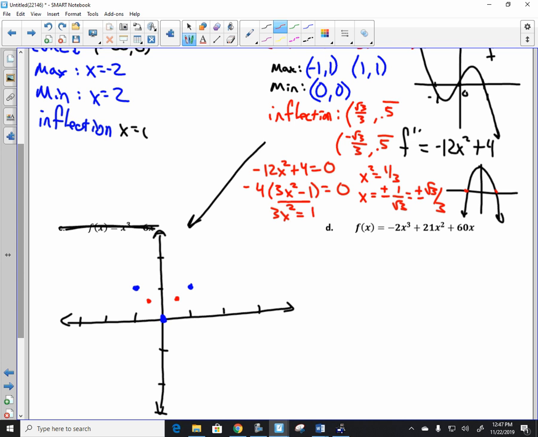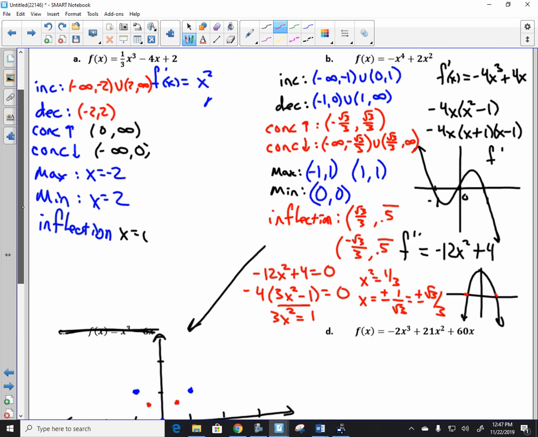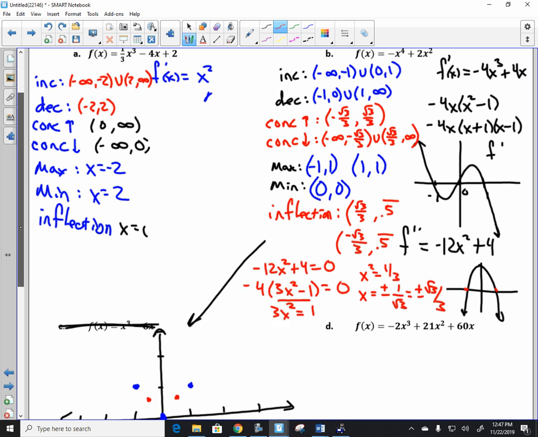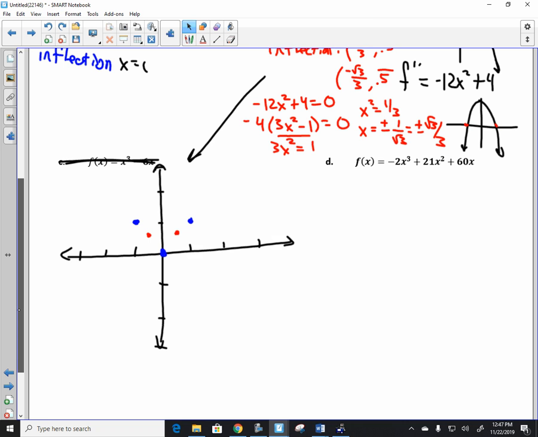Does the function start off by decreasing or increasing? Increasing from negative infinity to negative 1, it's increasing. And you guys wrote in your notes that it goes increasing to decreasing to increasing to decreasing.